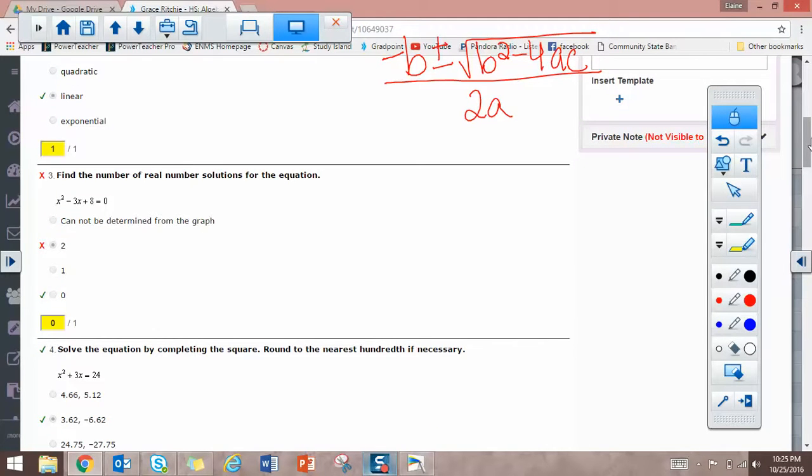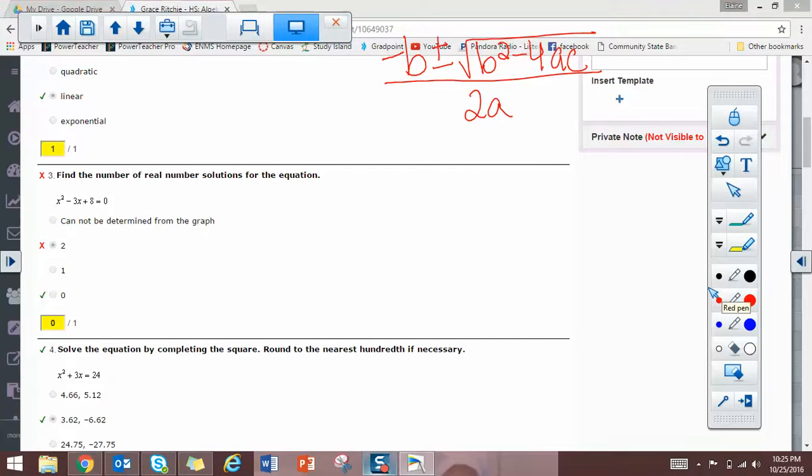Okay, so find the number of real solutions for this equation. For this we want to use what they call the discriminant. The discriminant is what's happening underneath the square root there. So that's the b squared minus 4ac. And there are rules about if it's positive, if it's negative, or if it's 0.